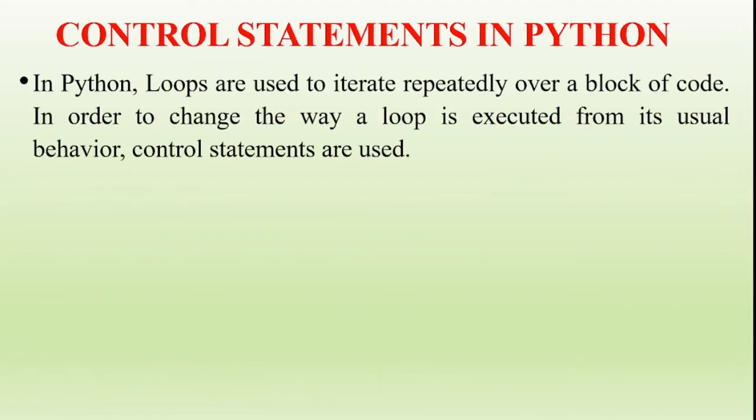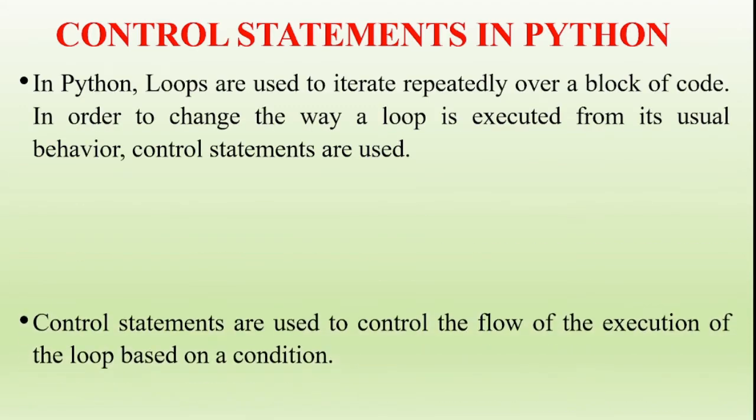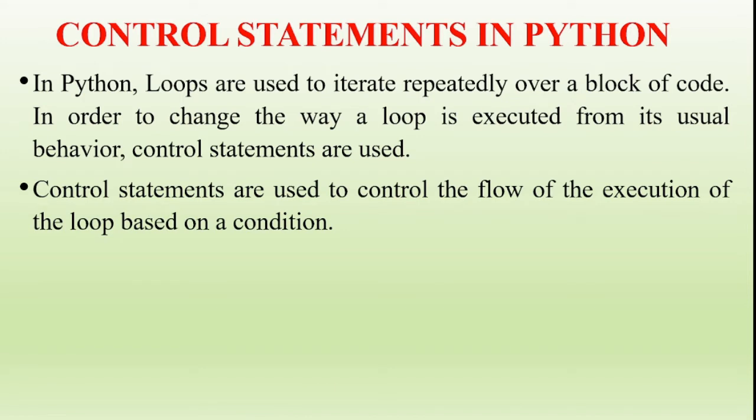In this video, I am going to discuss control statements in Python. In Python, loops are used to iterate repeatedly over a block of code. In order to change the way a loop is executed from its usual behavior, control statements are used. Control statements are used to control the flow of the execution of the loop based on a condition.